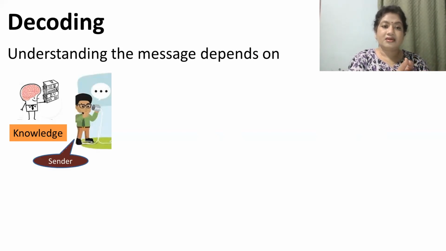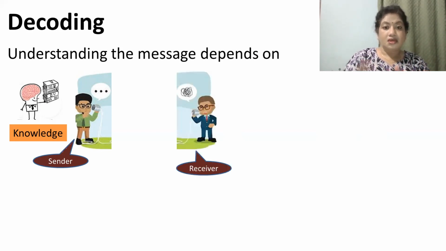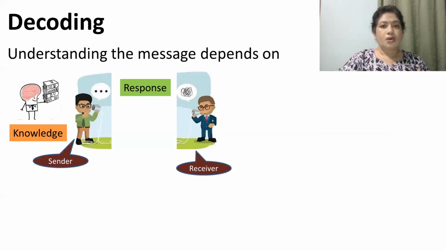You have a sender, who is saying something, and you have a receiver. He's hearing or listening, but see the difference. He's sending something and he's receiving something. Both are not the same. But if the sender is knowledgeable or has the ability to make the receiver understand so that he gets a response, he will be called smart.